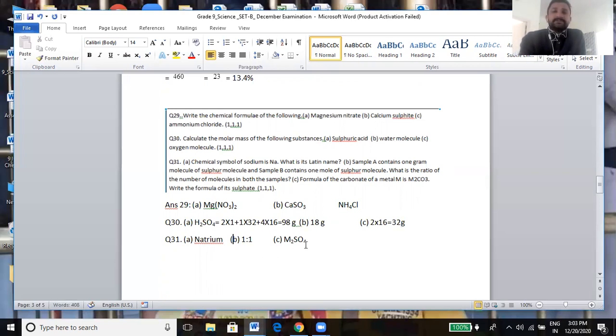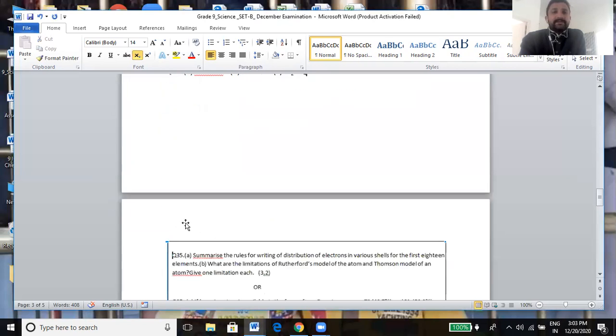This is the answer. And if the ratio of number of molecules in both the samples, okay, 1:1. Formula of carbonate of metal M is M2CO3. Then what is the formula of sulfate? अब यहाँ पे CO3 है तो SO4 लग जाएगा यहाँ पे, बाकी थोड़ा सेम रहेगा.